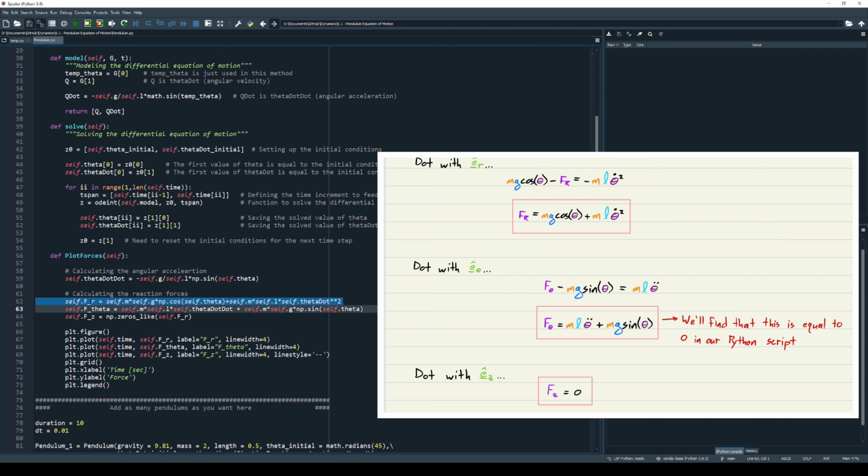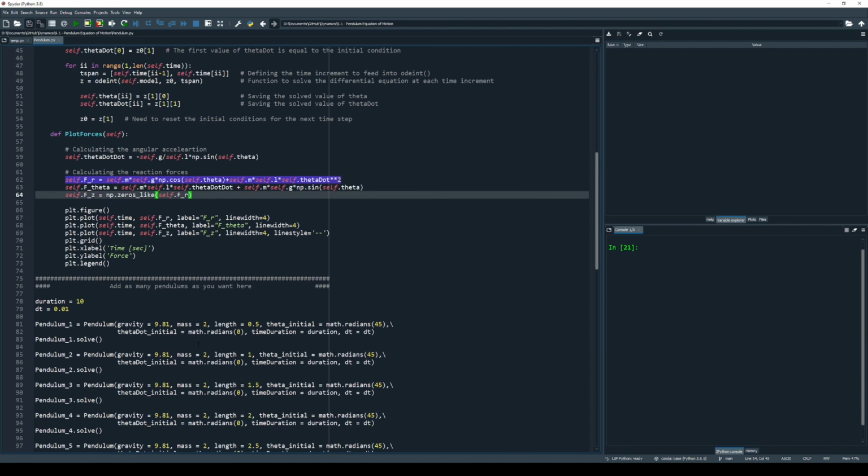And you can see right here, FR is equal to the equation we found in our derivation. F theta, same thing. And then FZ, there is no equation for FZ. It was just 0, like we said. There is nothing to set FZ equal to. So we're going to plot these and see what those give us.